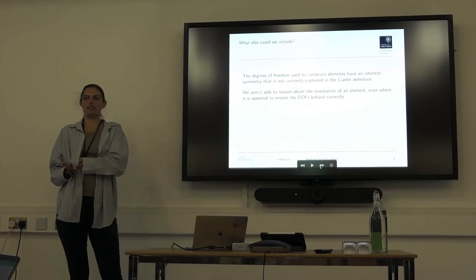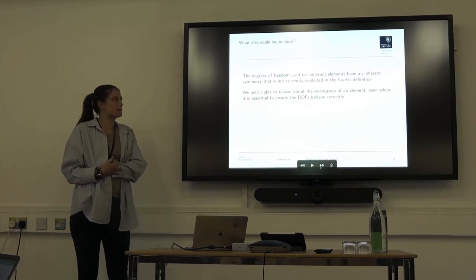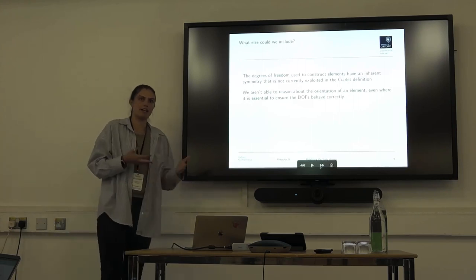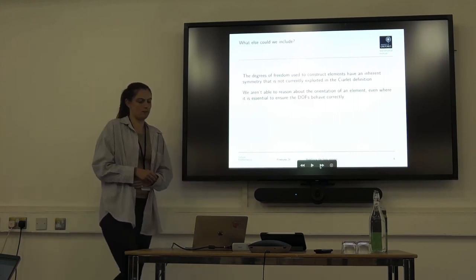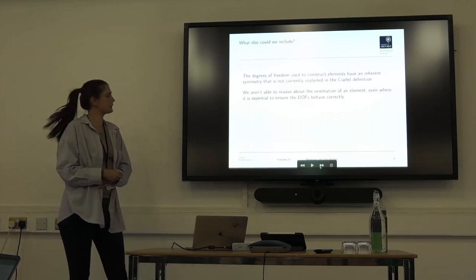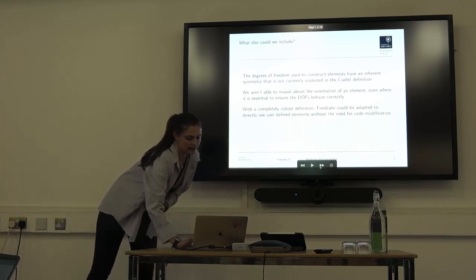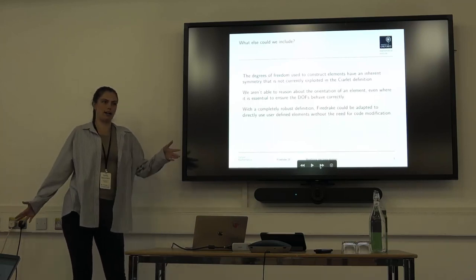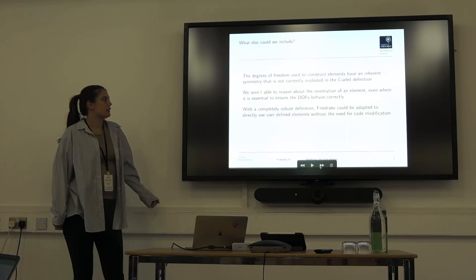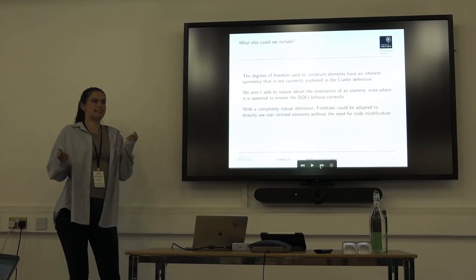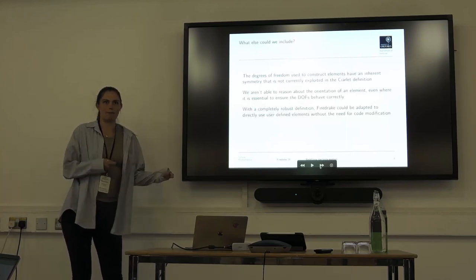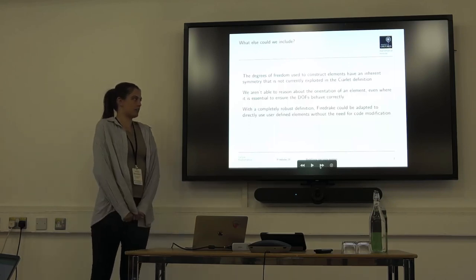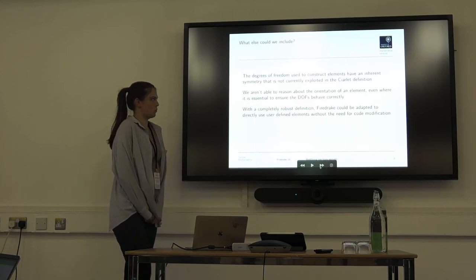We also, as a consequence of this, aren't able to reason about the orientation of an element, even when this is necessary to match up DOFs across a mesh. So that's a factor we want to be able to include in our definition. And then also, if you have a completely robust definition that describes all of the required aspects of an element, then you don't need your software to necessarily know about that particular element if your definition covers it. So users would be able to write their own elements more flexibly.